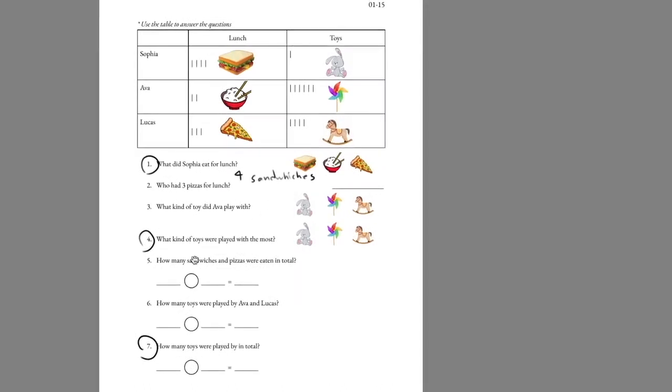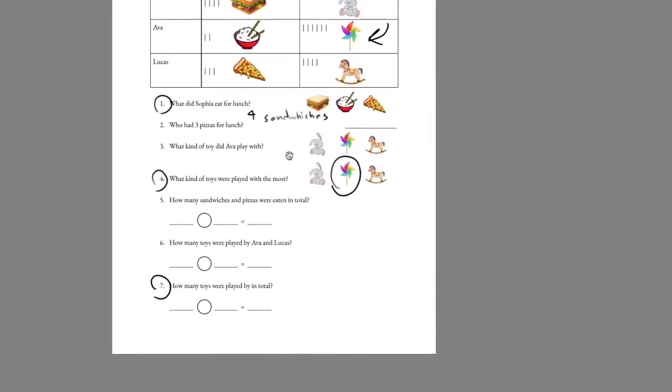Now for question 4, it says what kind of toys were played with the most? You can clearly see from this table that this fan was played with the most with Ava. So we just circle this fan.